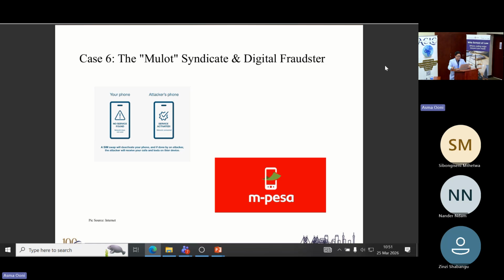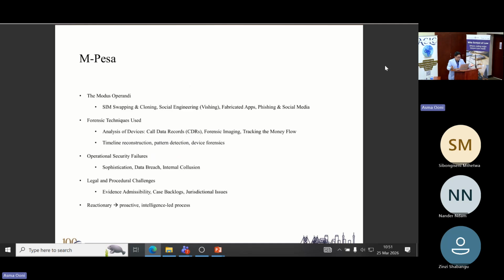Like you heard about this Mulot syndicate, which works in Kenya. This is related to M-Pesa. This is a very famous case that is even still running. The modus operandi is SIM swapping, cloning, and they are using social engineering, phishing, dedicated apps. In Kenya, they are using M-Pesa for providing government subsidies and other things.